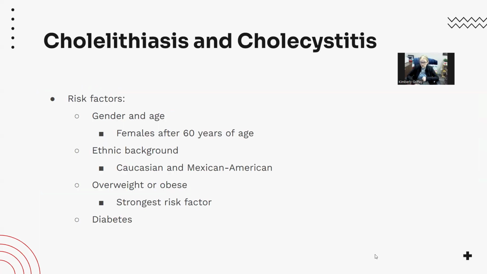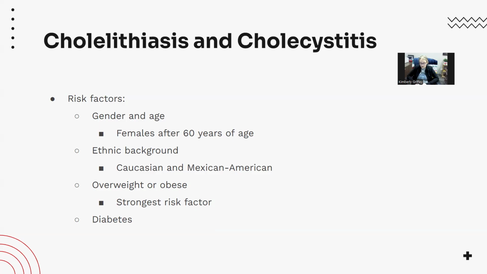So risk factors, if you're female after age 60, we're seeing it now earlier. Ethnic background, typically Caucasian and Mexican Americans are going to be more prone to them. If you are overweight or obese, that's going to be your strongest risk factor. And then if you have diabetes. We're seeing it in younger people now because we have diets that are higher in fat. If you have high cholesterol, you have an impaired ability to metabolize fat.